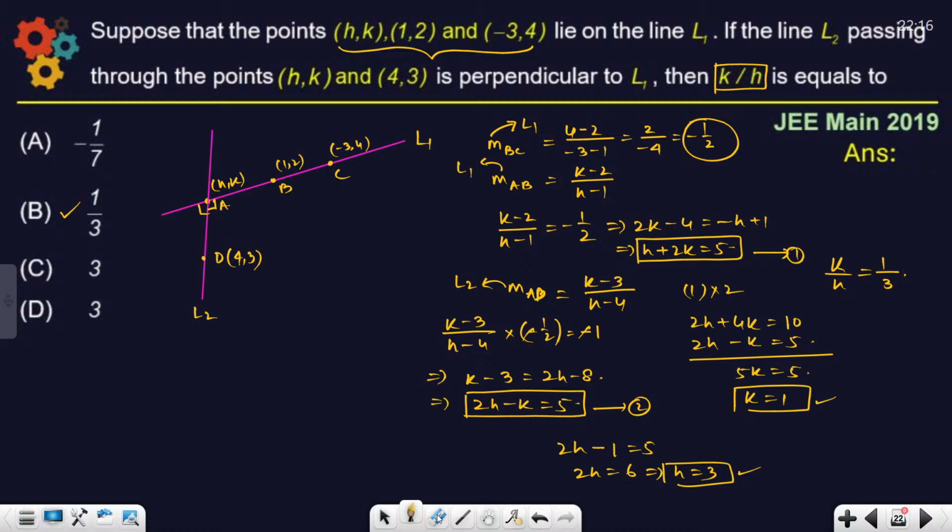Have you seen how simple a problem it is? Only the basic funda I am using. If two lines are perpendicular to each other, then the product of their slopes will be minus 1. If you know 2 points, how to find out the slope of that line? That's exactly what I'm using, nothing else.